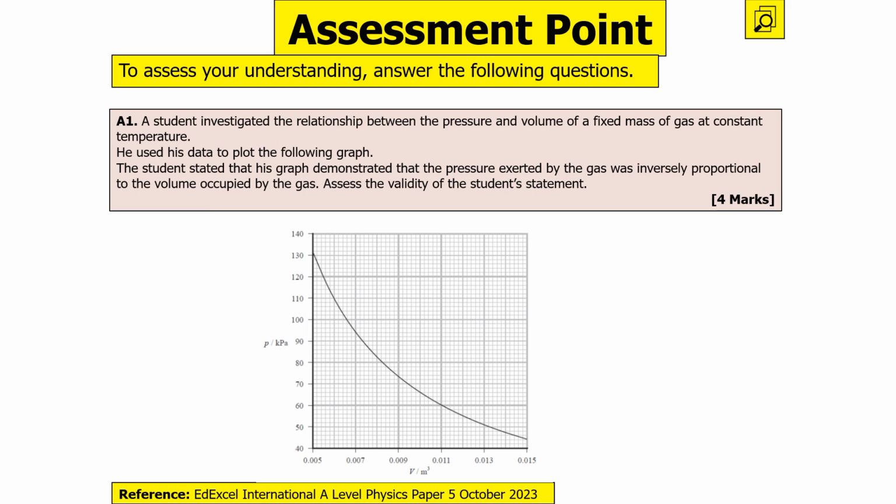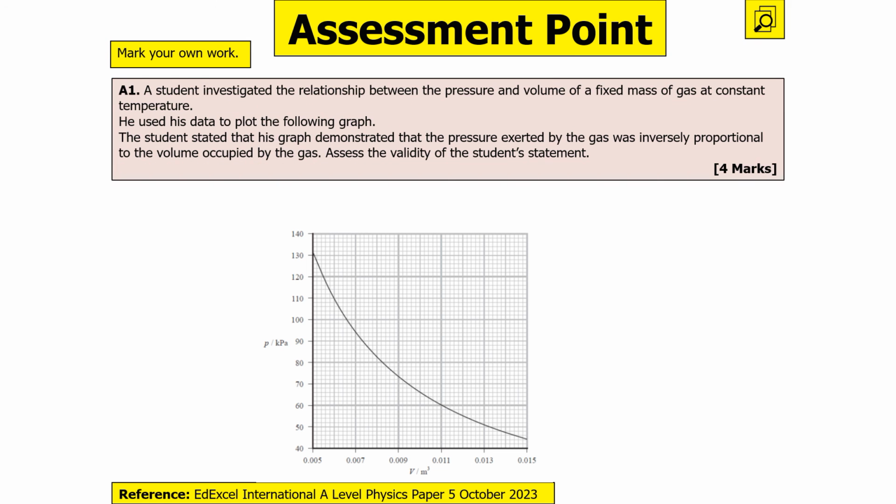The next question says, a student investigated the relationship between the pressure and the volume of a fixed mass of gas at a constant temperature. He used his data to plot the following graph. The student stated his graph demonstrated that the pressure exerted by the gas was inversely proportional to the volume occupied by the gas. Assess the validity of the student's statement. So pause the video now, then unpause the video when you want to go through your answer.